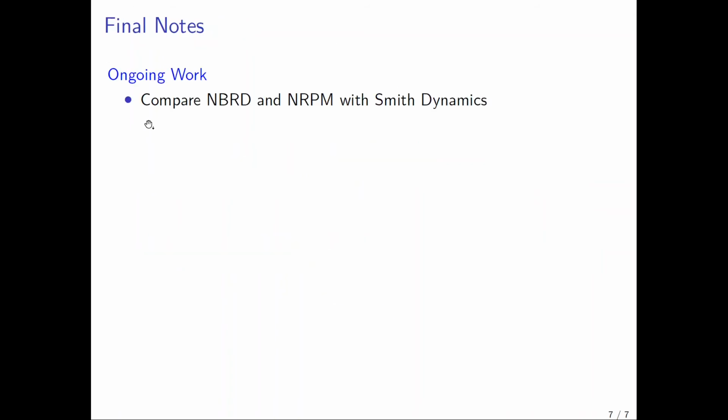Recently, we are interested in comparing NBRD and NRPM with an established dynamics in population games and evolutionary dynamics called Smith dynamics. Here, each agent selfishly revises its choices at random times, and they do so by comparing their payoff with the payoff of an agent in its neighboring node.